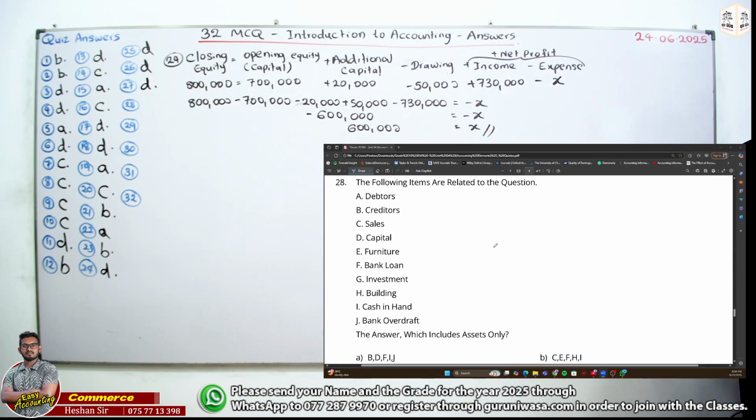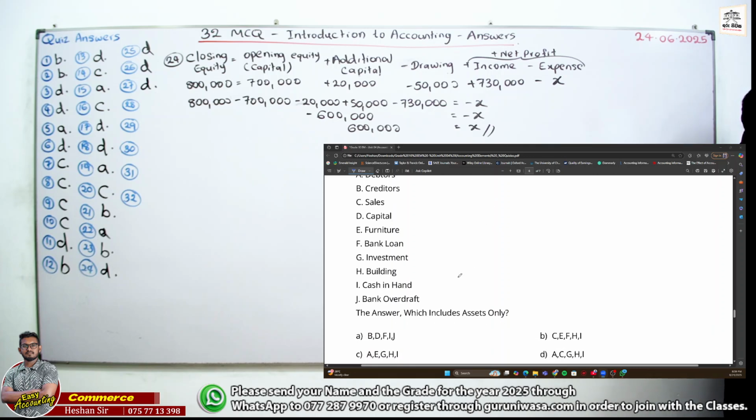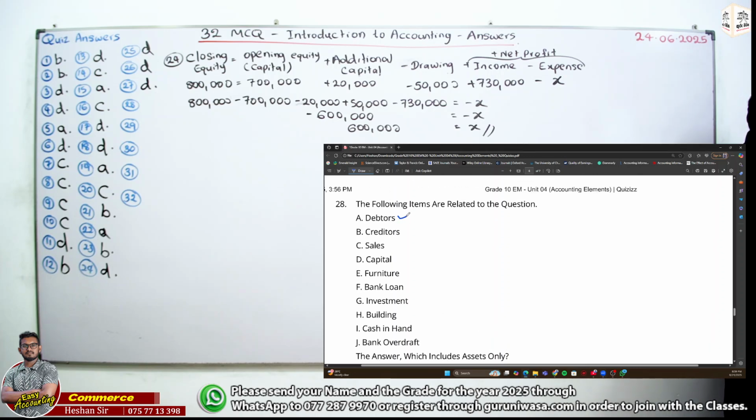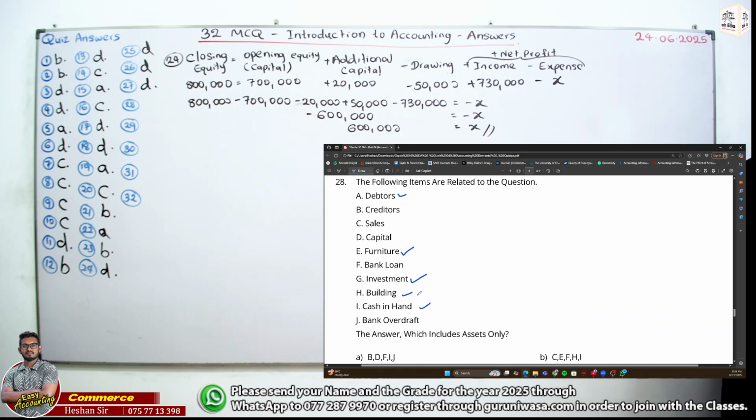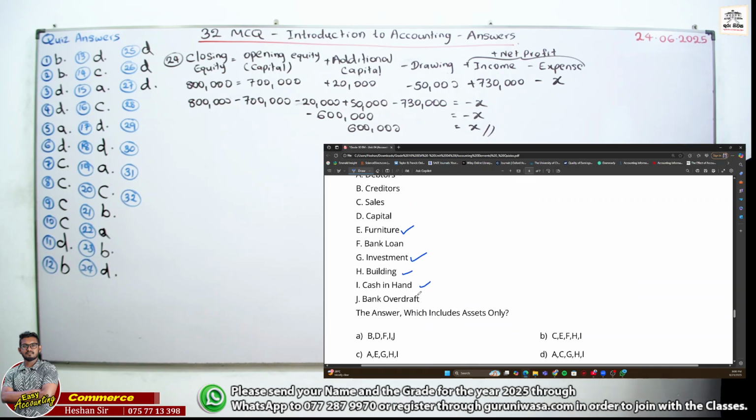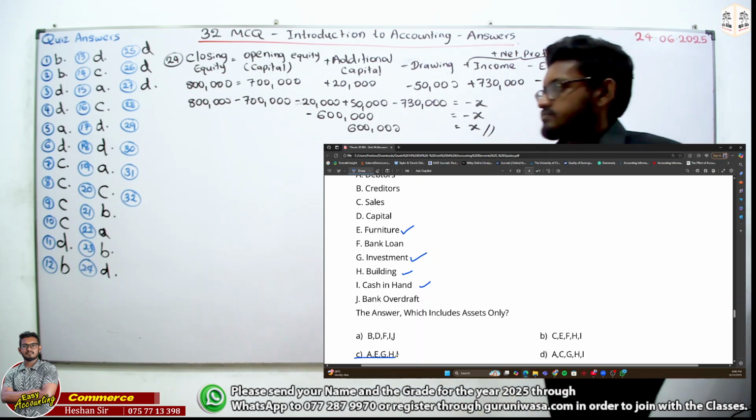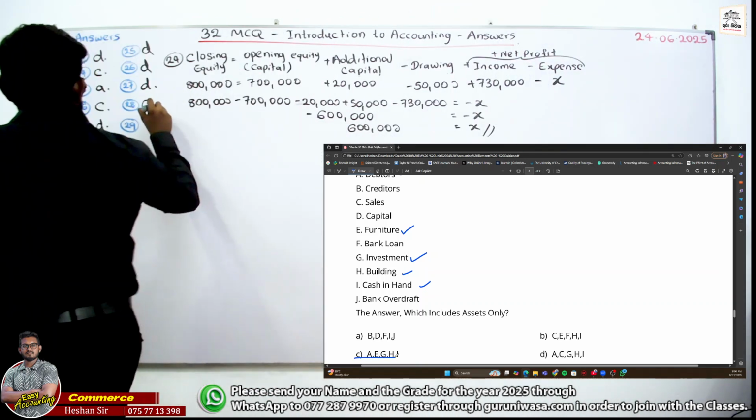The following items are related to the question. The answer which includes only assets: debtors asset, furniture asset, investment asset, building asset, cash in hand asset. A, E, G, H, I. The answer is C.